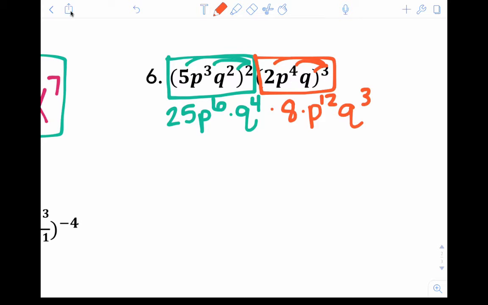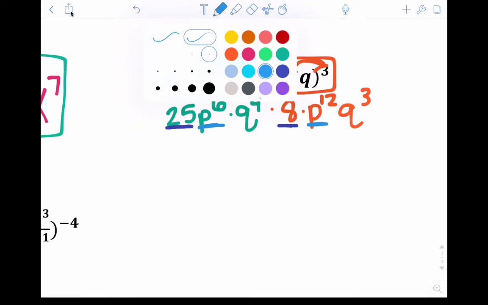And now I'm going to combine these. So I'm going to combine my numbers, and then I'm going to combine my different variables.